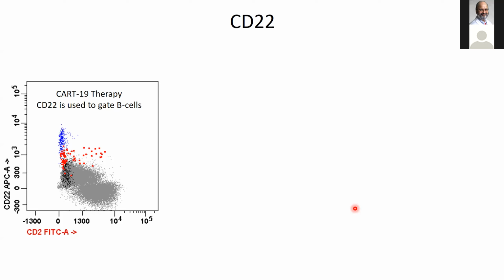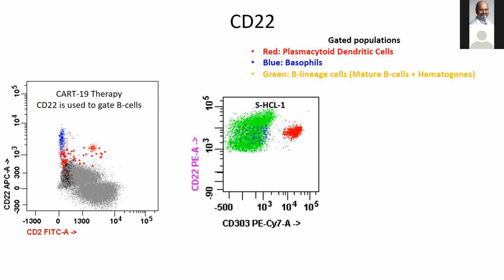But if you were doing a rigid gating analysis, you're going to end up using surrogate markers for CD19 as your B cell gating marker. And one of the markers that is used is CD22. So if we're using CD22 to gate our B cells and we're looking for lymphoblasts, it's going to be really important to recognize that in that gate, you're not only going to have lymphoblasts, but you're going to have basophils and plasmacytoid dendritic cells.